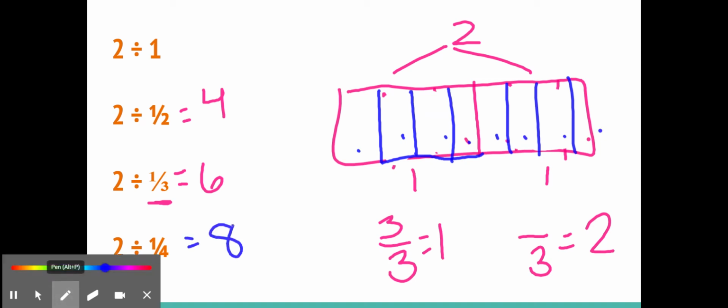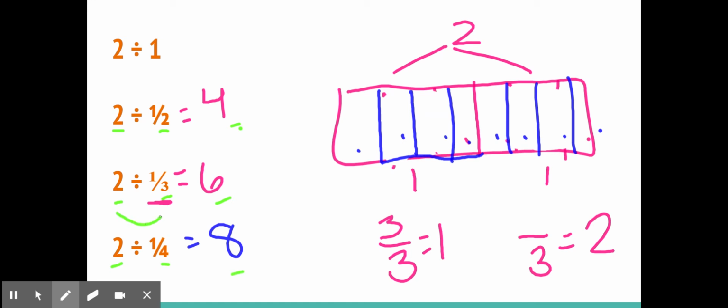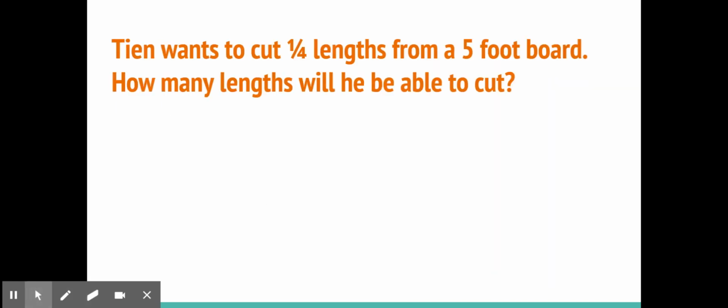If we look at our pattern, we notice 2 divided by 1/2 is 4, 2 divided by 1/3 is 6, 2 divided by 1/4 is 8. 2 times 2 is 4, 2 times 3 is 6, 2 times 4 is 8. Because of this identity property, that's where that pattern comes into play. Let's look at a quick word problem and continue with this.